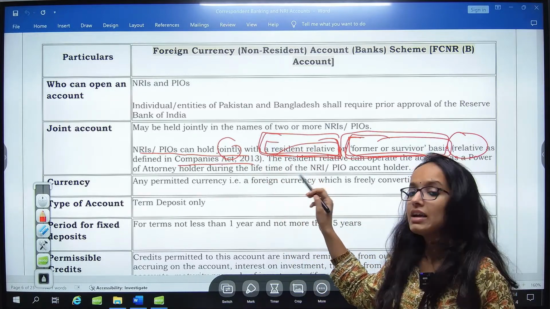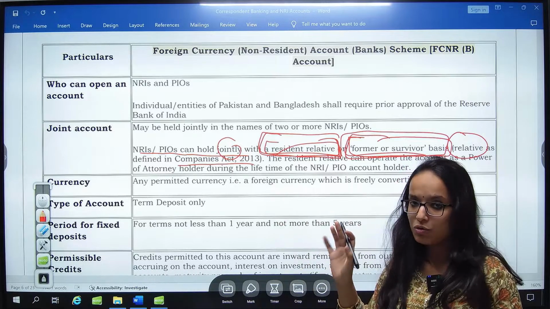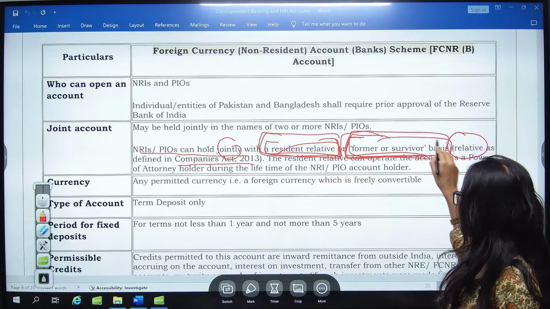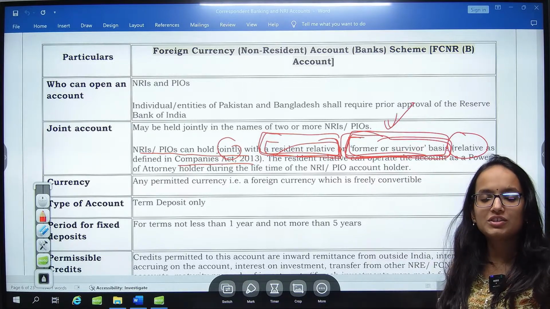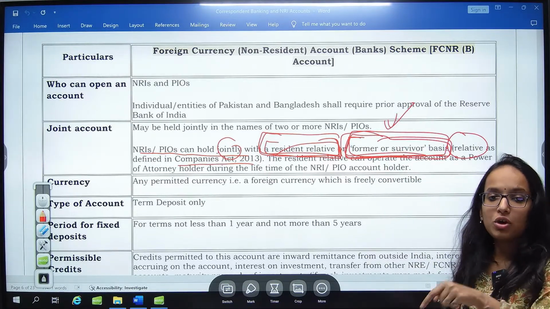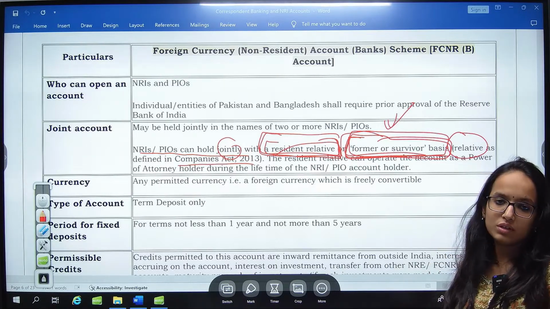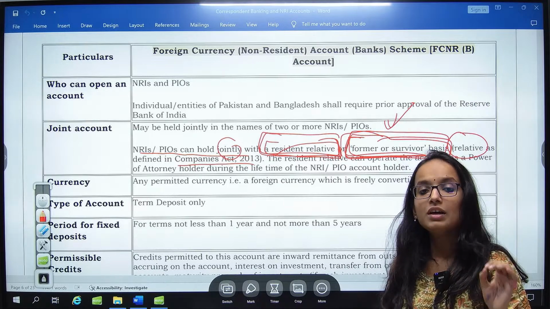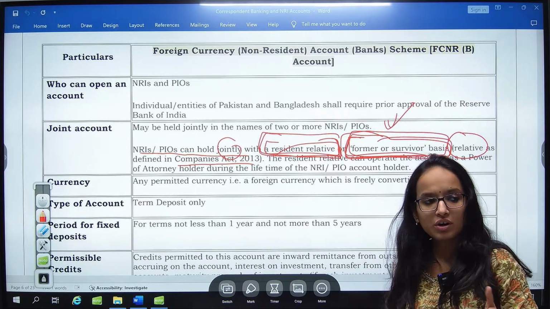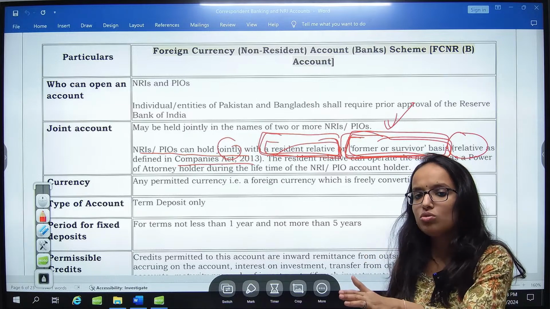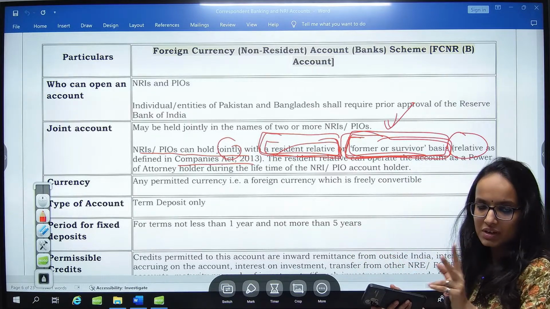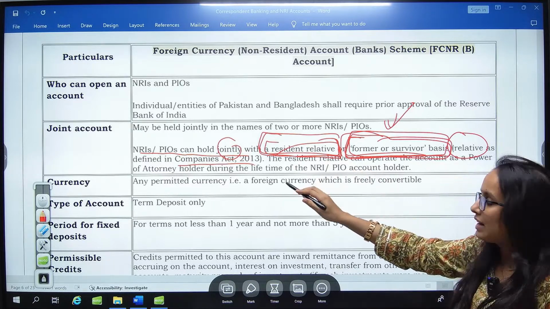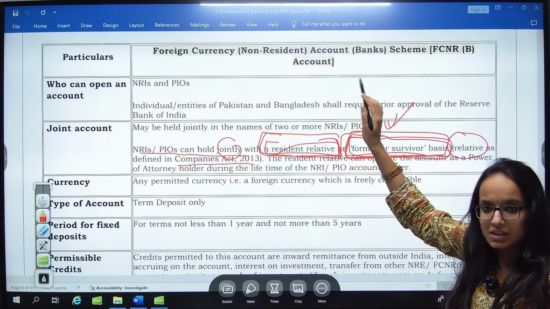So that relative can hold the account jointly with this NRI or PIO, but only on former and survivor basis, which is only after the death of the NRI or the PIO who is the account holder, right? But if you want to operate it not as a joint account holder but as power of attorney on behalf of someone, then you can do so during the lifetime. Remember this difference. I have emphasized this in the previous class as well, okay? So relative will be defined as per Companies Act 2013, as we have discussed in the last class.